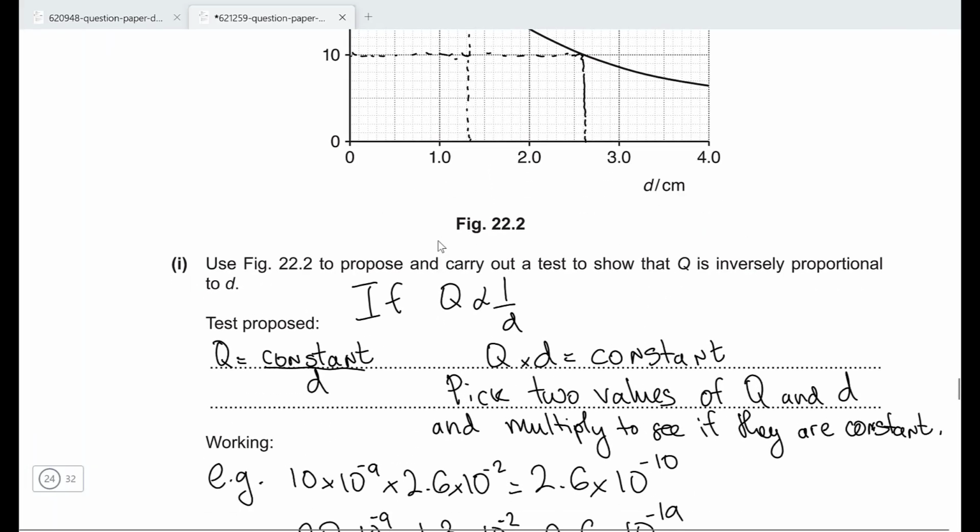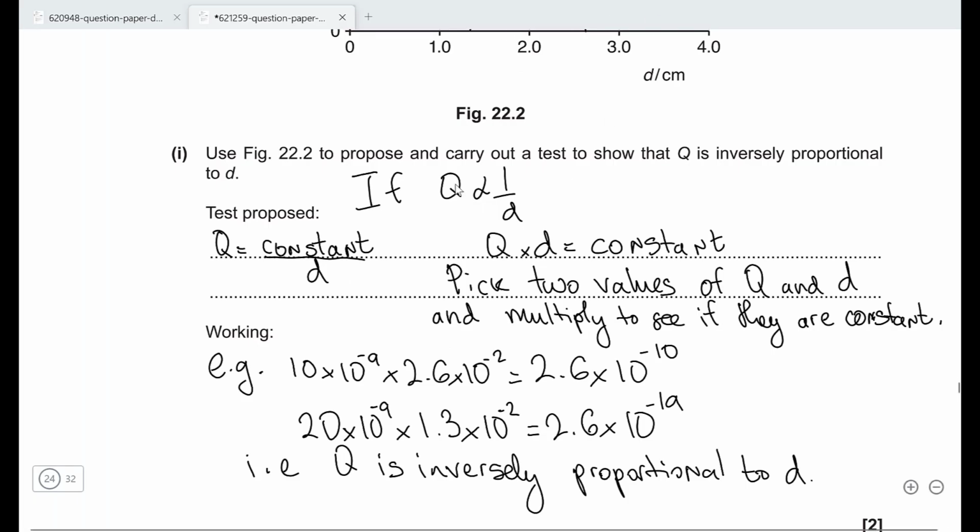The idea here is that when two quantities are inversely proportional to one another, if Q is proportional to 1 over d, this means that a constant exists such that Q is equal to that constant divided by d. Now, if that's the case, if we were to rearrange for Q times d, we know that Q times d will be a constant. Our test will be to pick two values of Q and d and multiply them to see if they're constant. In reality, we would probably take much more than two values. However, for the purposes of this 2-mark question, I'm going to pick 2 points.